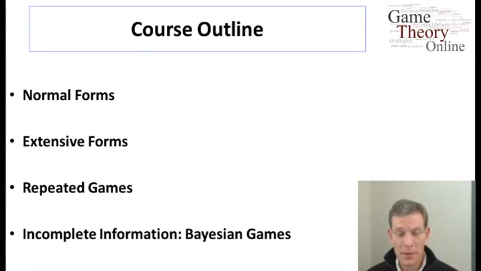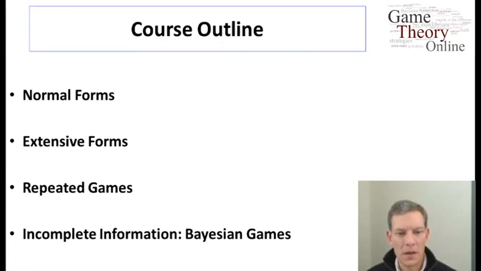The third main topic we'll cover is repeated games. There are many situations in which a given game is repeated over and over and over again. And when you're playing with the same set of players in repeated situations, that can change the incentives relative to what you would have done in a single situation. So we'll start by analyzing games in isolation and single rounds, and then we'll move to repeated games.